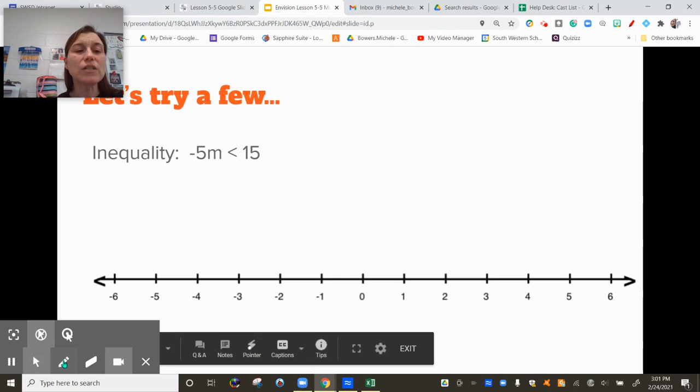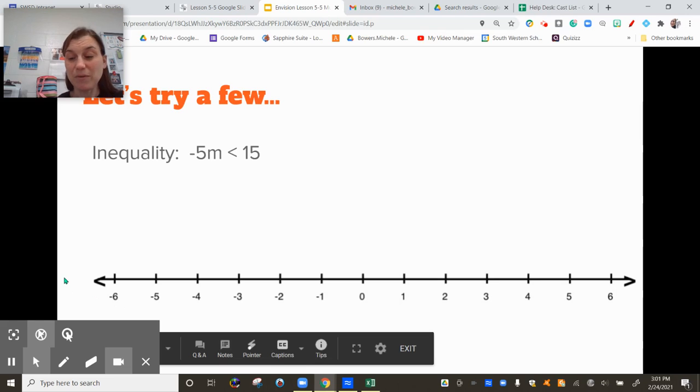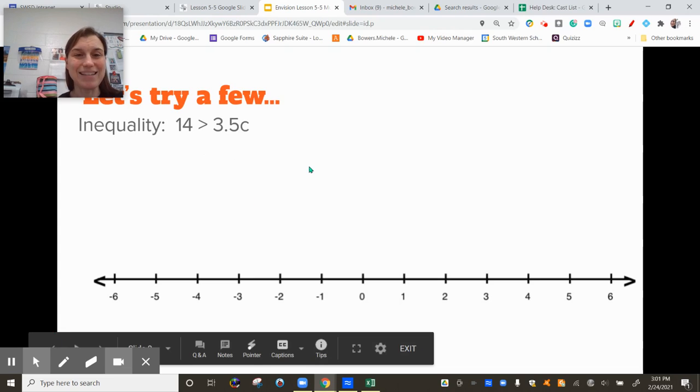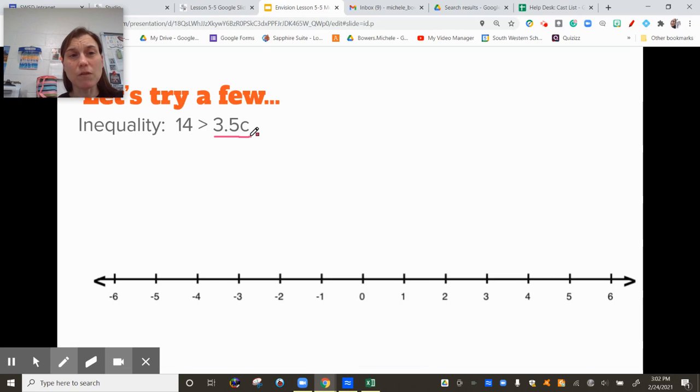So we're going to solve this as if it was an equation and then see what happens. Whoops, not this one. We're not on this one yet. We're still on this one back here. That's it. Okay. So to solve this, the opposite of multiply is divide, and I'm not going to divide by 14. I'm going to divide by the number in front of the letter. That's 3.5. So I'm going to divide both sides by 3.5. And when I do, 14 divided by 3.5 is 4.